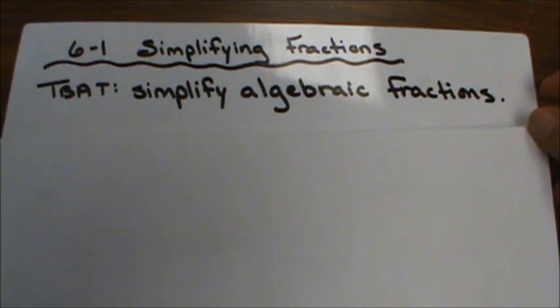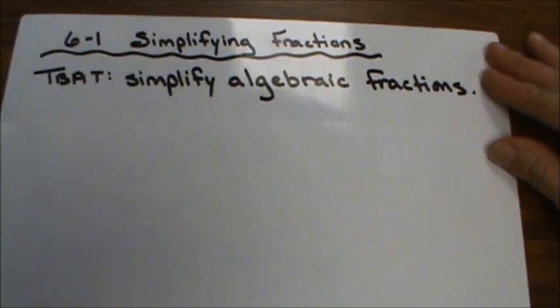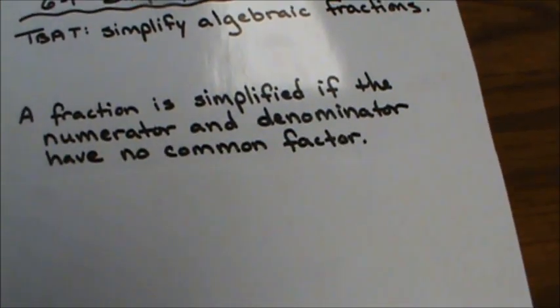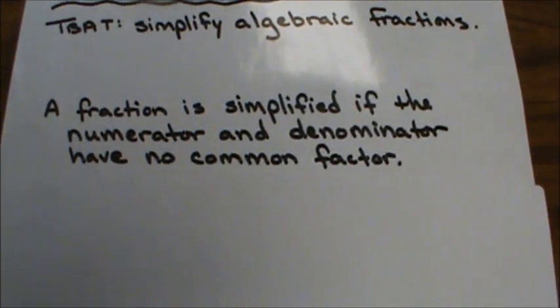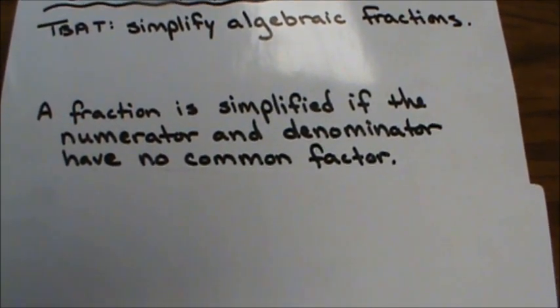Okay, first of all, there's our TBAT, Simplify Algebraic Fractions. It's in the section. If you don't write it down, you can check there for it. Here's what we need to know. A fraction is simplified if the numerator and the denominator have no common factor.